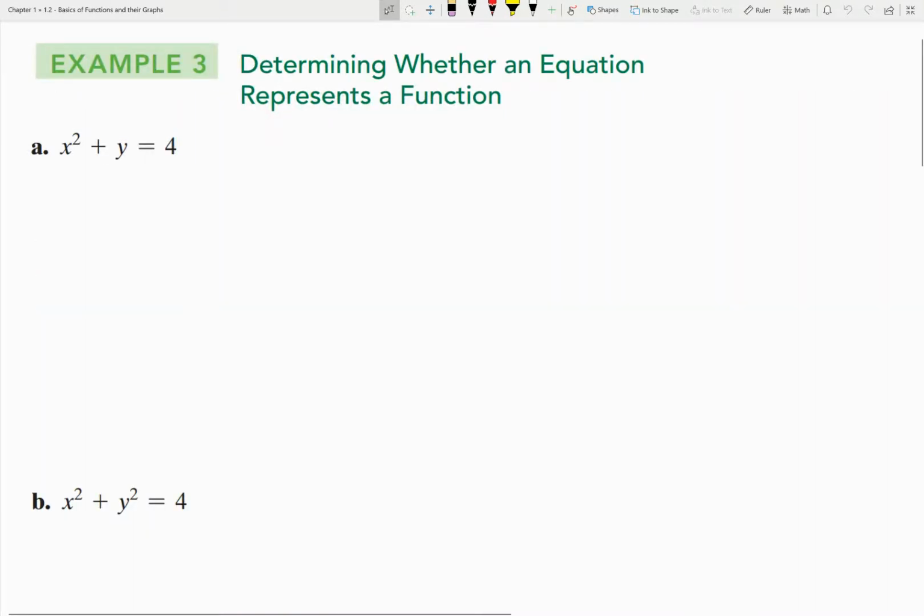So the way we determine whether an equation represents a function is to get y by itself and see how many answers I get, if I have one output for each input. Very easily, to get y by itself here, we would just subtract x squared from both sides. This is a function because every input gives me one answer, one output.